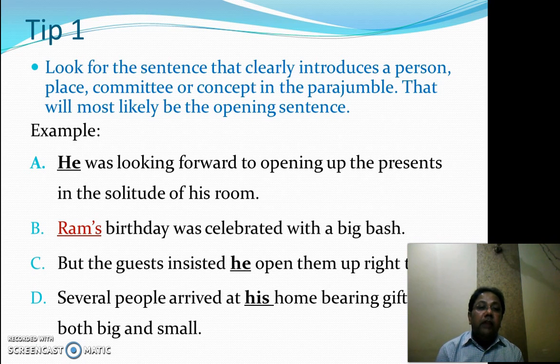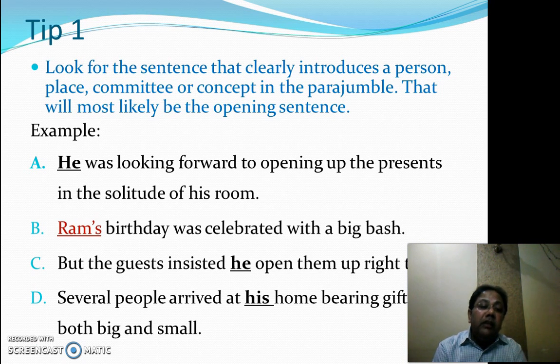So in this, if we apply this rule or tip 1, that "he" is a pronoun, and in B, Ram is a person. So probably, or in fact, definitely, this is going to be the first sentence, because it is talking about a person. And the other sentences are actually in the form of pronouns. That means before the pronoun something happens. So definitely in this sentence you are able to arrive at option B.